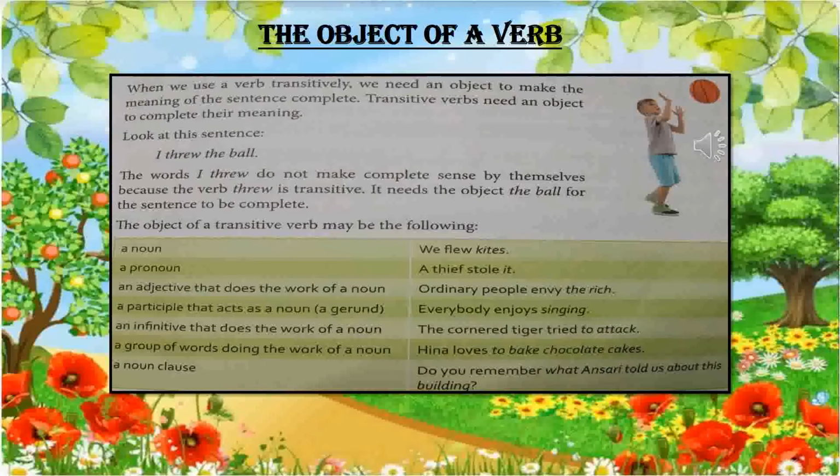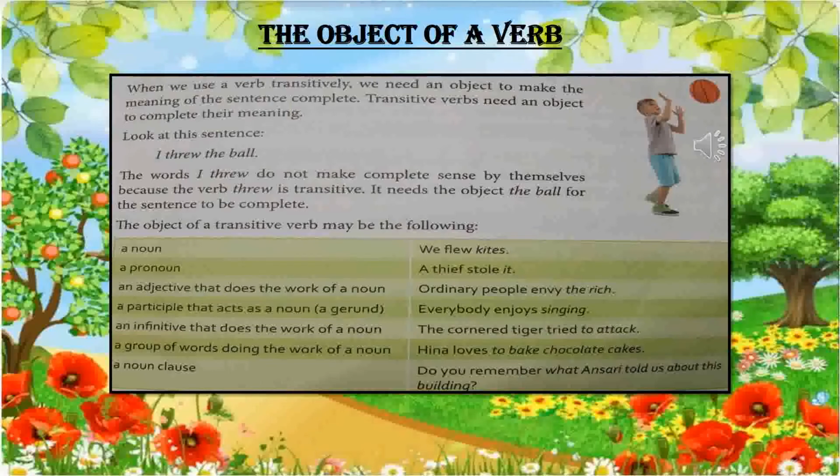The cornered tiger tried to attack. Here the object is "to attack," an infinitive that does the work of a noun. In the next example, Hina loves to bake chocolate cakes. Here the object is "to bake chocolate cakes," a group of words doing the work of a noun. And in the final example, do you remember what Ansari told us about this building? Here, the object "what Ansari told us about this building" is a noun clause.